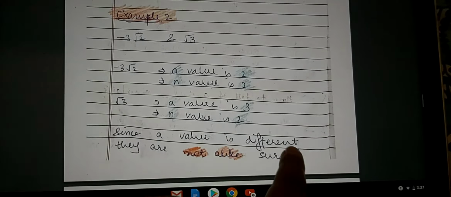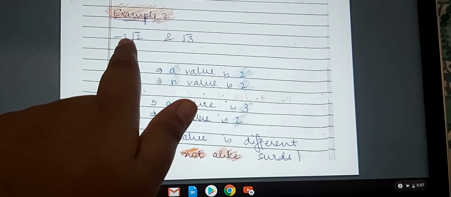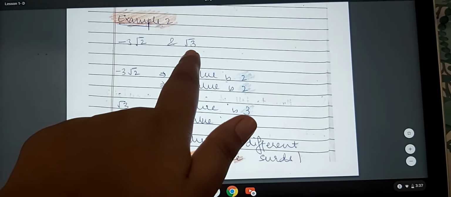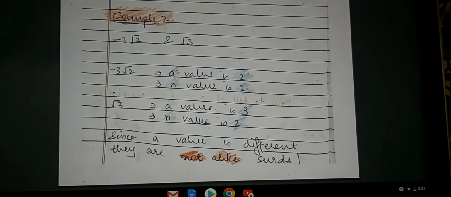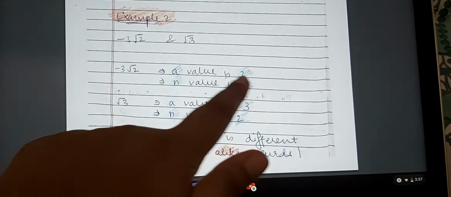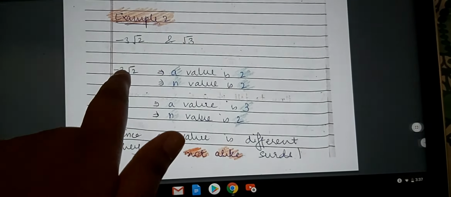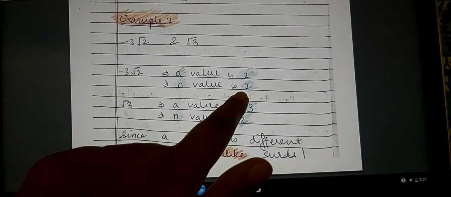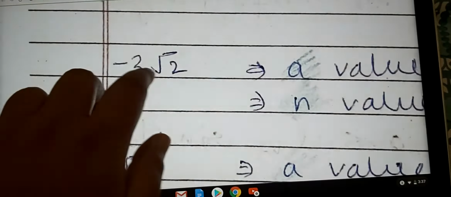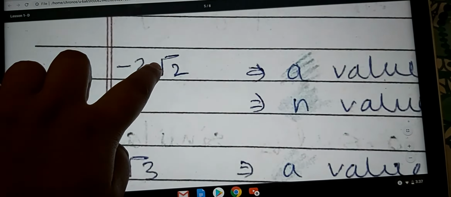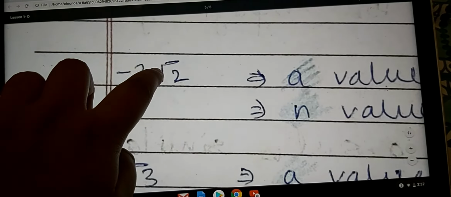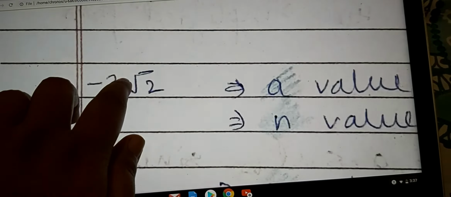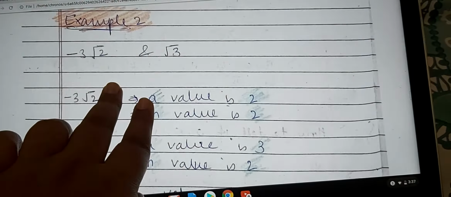Now, look at this. Minus 3 square root 2 and square root 3. Now, minus 3 square root 2 में a का वैल्यू 2 है, n का वैल्यू भी 2 है. Now, please don't get confused कि यहाँ पे minus 3 है तो n का वैल्यू minus 3 होगा. n का वैल्यू जो यहाँ पर आएगा, right next to your root. ओके, अभी यहाँ पे अगर कुछ नहीं लिखा है, that means कि इसका वैल्यू 2 है.